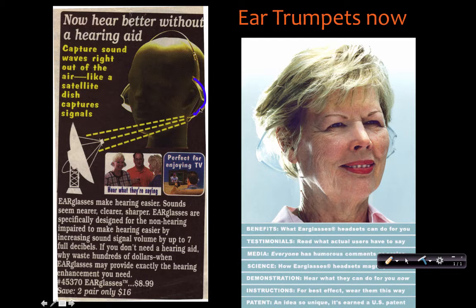But the fundamental premise is the same, that they basically extend the size of the pinna, and they capture more sound. So those of you who may be in and around campus at some point, stop by to see the ear glasses that I have.